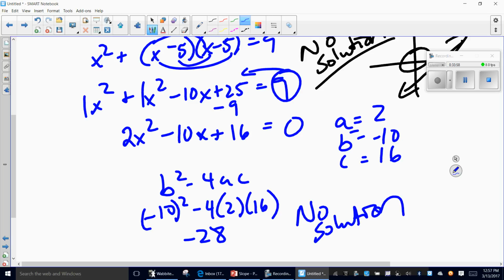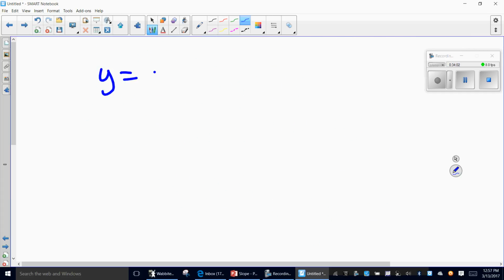Okay, all right, so let's look at number 4. y equals x squared plus 4x minus 2, and y equals 6x minus 3. This one's going to be easier to put in your calculator. Why? Because one is a parabola and one is a line, and I told you if they're a parabola and a line, they're going to be easier to find. Okay, so put it in your calculator, see if you can get the intersection.